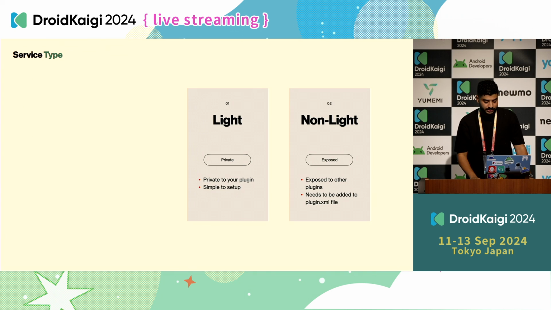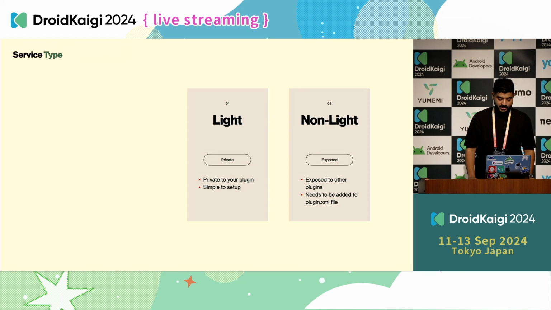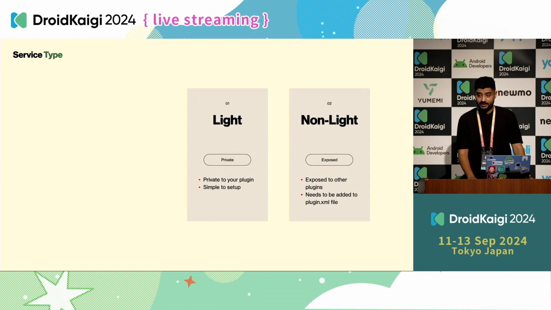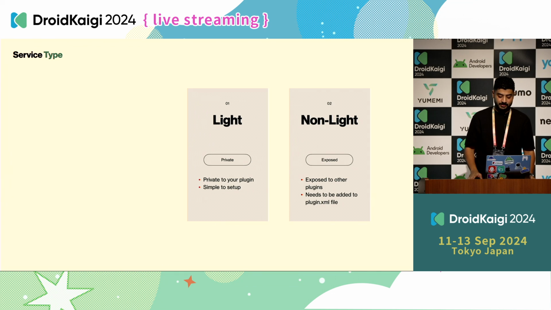In addition to these two levels, there are also two types of services to consider. Light services, these are services that are private to your plugin and aren't exposed to other plugins. And then we have non-light services. These are the services exposed, and they can be accessed by other plugins, making them available beyond the scope of your plugin.